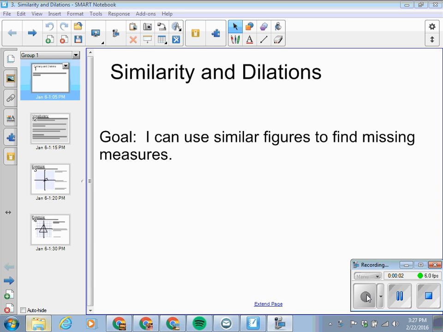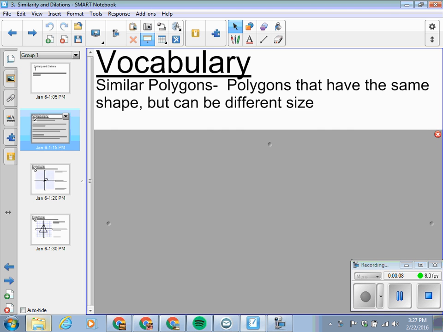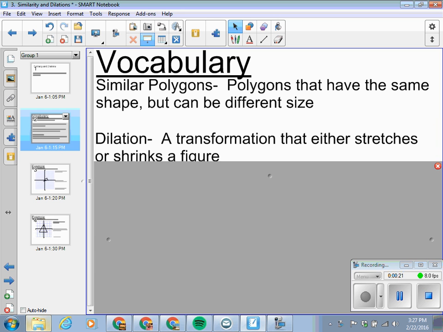This lesson is over similarity and dilations, and the goal is to use similar figures to find missing measures. Similar polygons are polygons that have the same shape, but can be different size. We talked about this a little bit in the previous unit with triangles and similarity. Same shape, different size. A dilation is a transformation that either stretches or shrinks a figure.